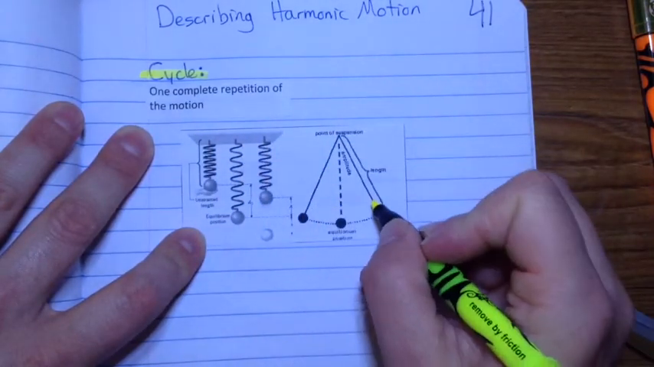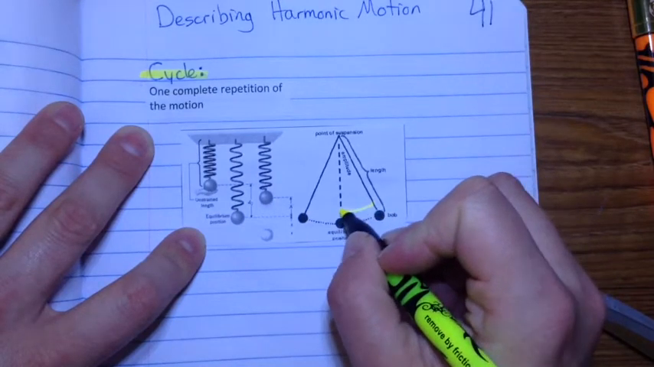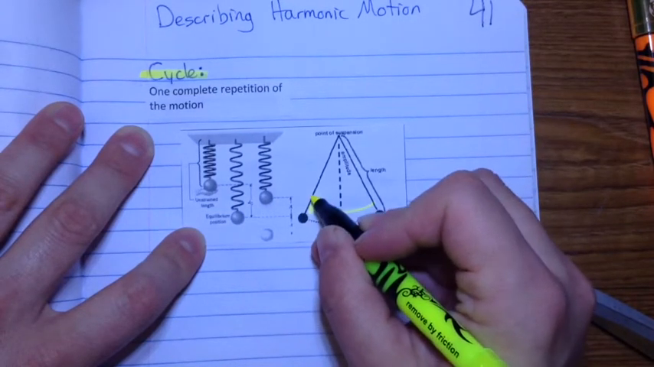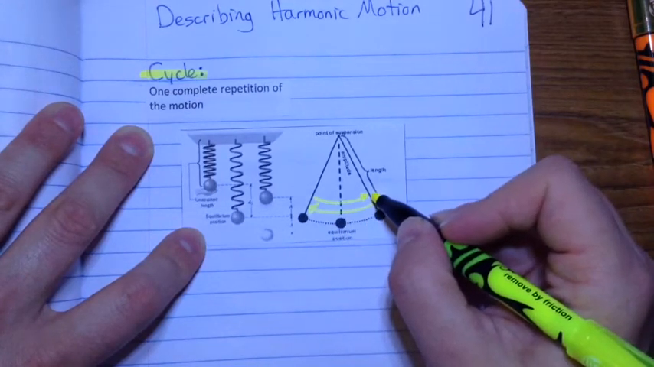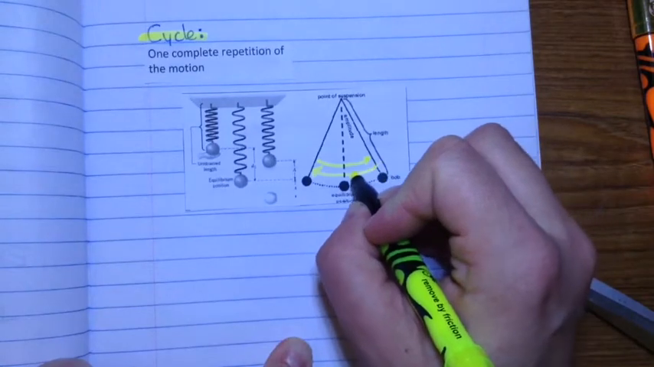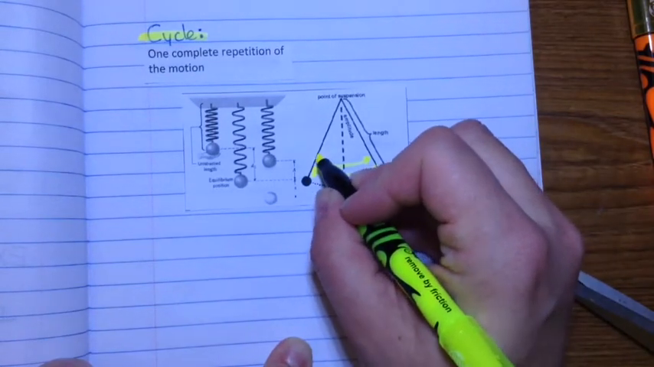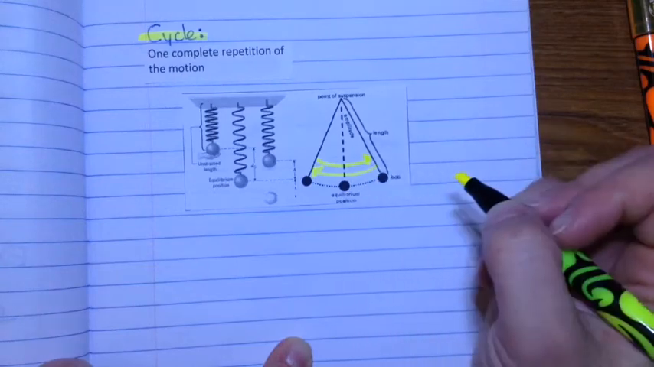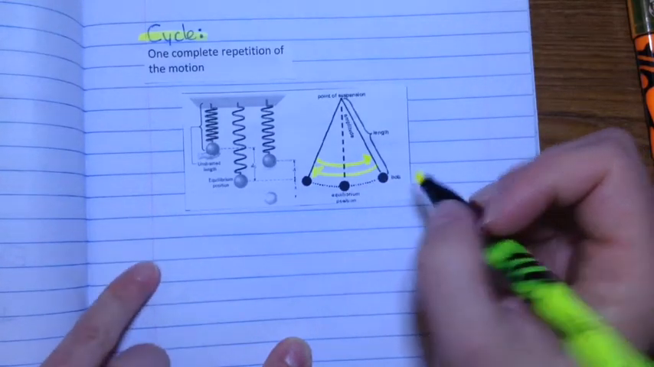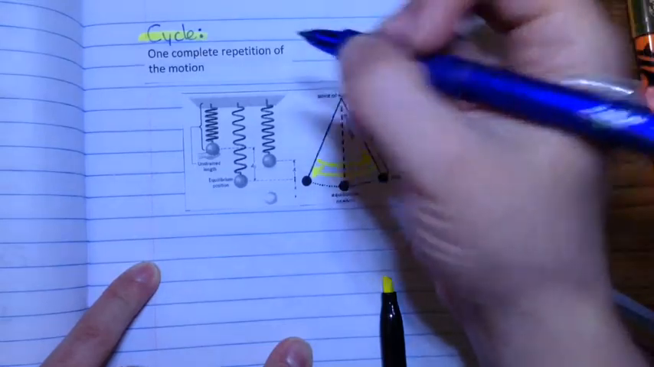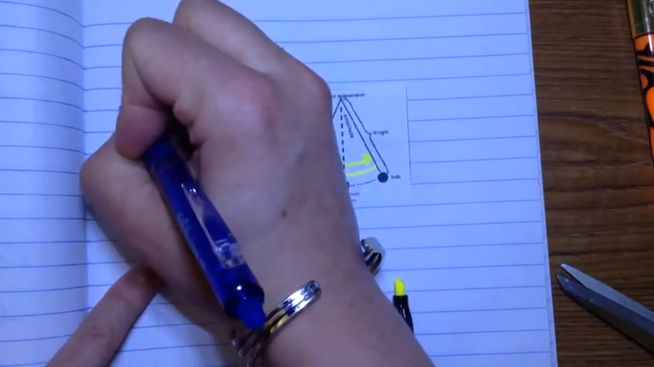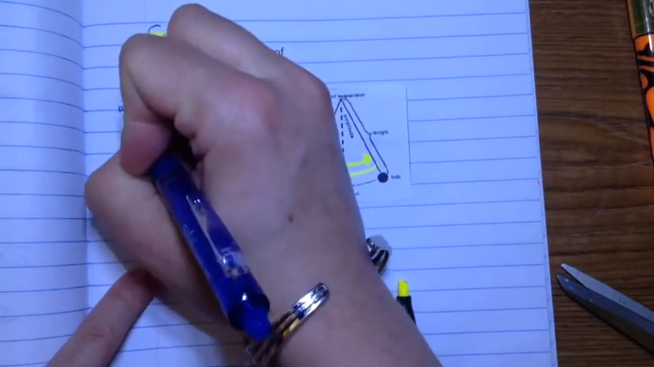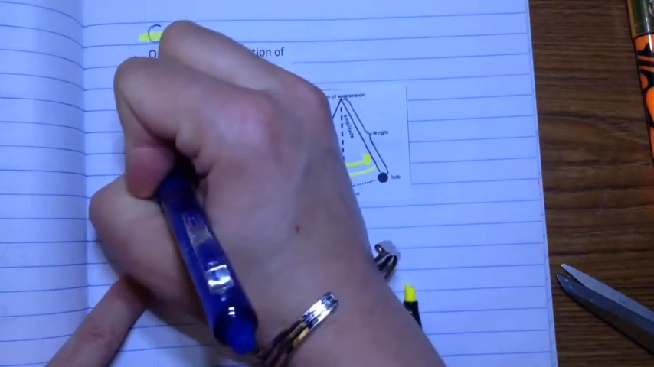So a cycle. It starts here, it goes all the way to there, and then it comes all the way back, and it's back to where it started. Starts here, goes all the way over, and then comes all the way back to where it started from. That's one cycle. So a little note if you want to over here, the way I like to remember cycle, it's here to there and back.